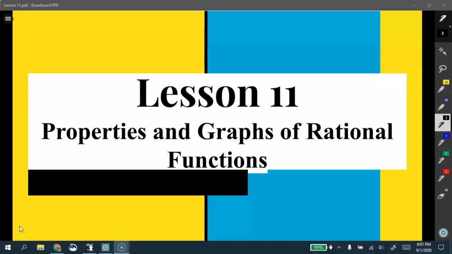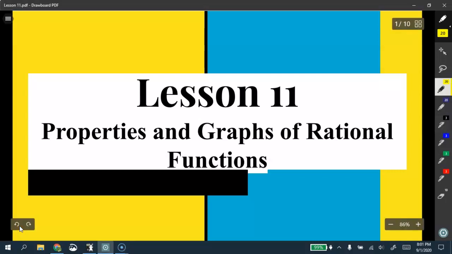In lesson number 11, we are going to study in detail something called rational functions. You've learned about rational functions before, and the algebra of rational functions, and a little bit about their graphs as well. For instance, one of the families you are familiar with basically looks like the following.